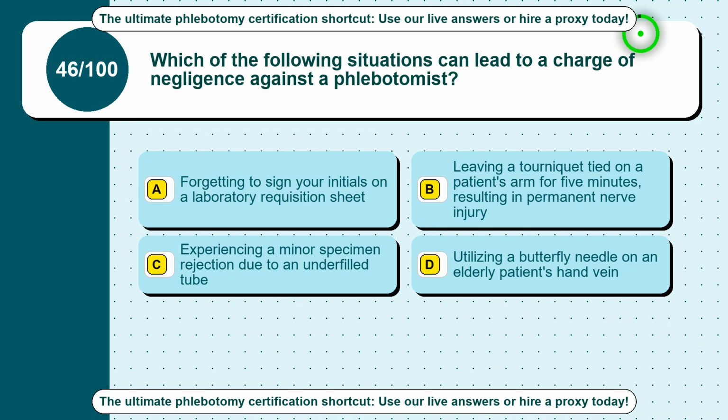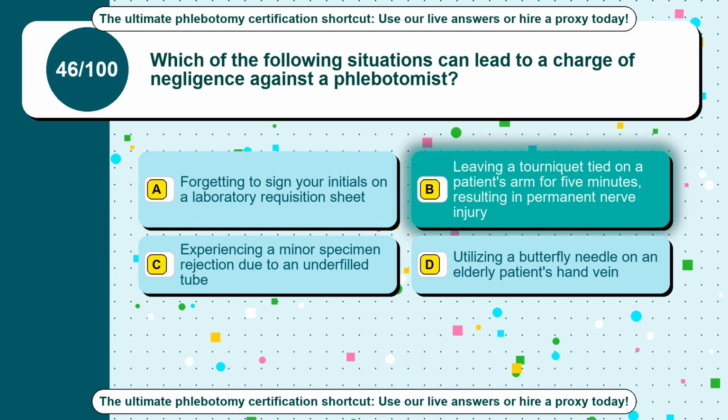Question 46. Which of the following situations can lead to a charge of negligence against a phlebotomist? Option A, forgetting to sign your initials on a laboratory requisition sheet. Option B, leaving a tourniquet tied on a patient's arm for 5 minutes, resulting in permanent nerve injury. Option C, experiencing a minor specimen rejection due to an underfilled tube. Option D, utilizing a butterfly needle on an elderly patient's hand vein.